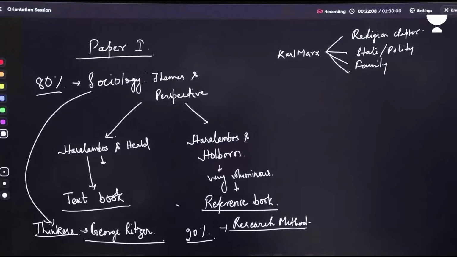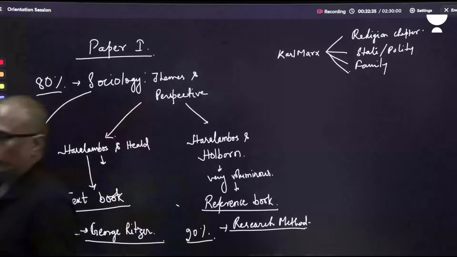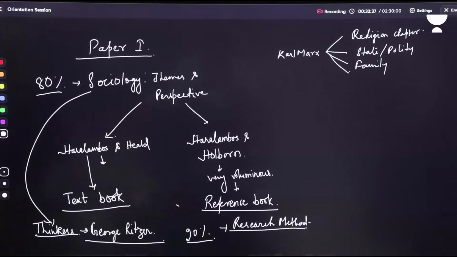Sufficient? Not sufficient. Nothing is sufficient for civil services. You have to know everything above the earth, on the earth, below the earth. Nowadays in deep sky also. So these will cover the basics, and after that, it depends on your exploratory approach.